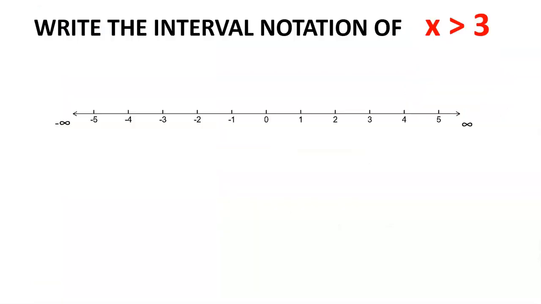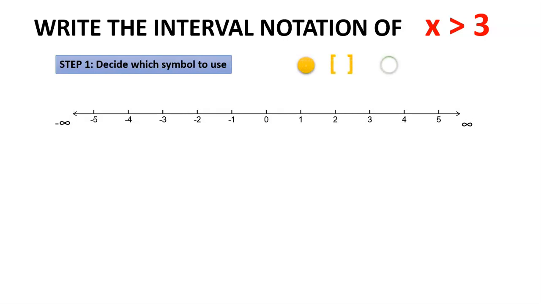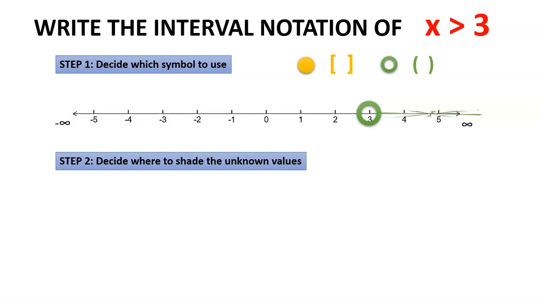Okay, let's try some examples. We're going to write the interval notation of x is greater than 3. So step 1, we're going to decide which symbol to use. We have closed circles with brackets, we have open circles with parentheses. Since this is greater than, it does not show equality, we're going to use an open circle, and I place that at the 3. Step 2, decide where you're going to shade the unknown values. This one says greater than, so you'll notice that I shaded to the right.